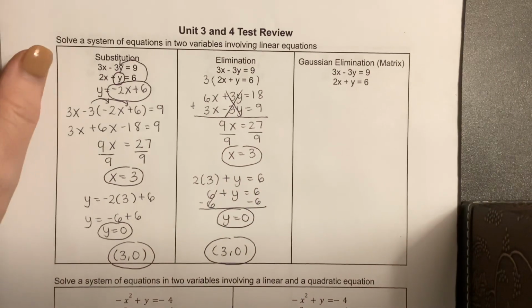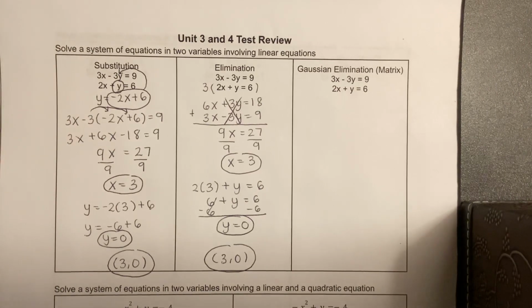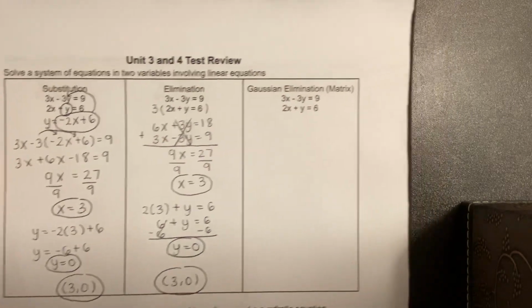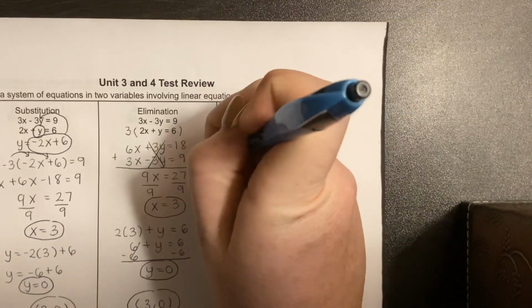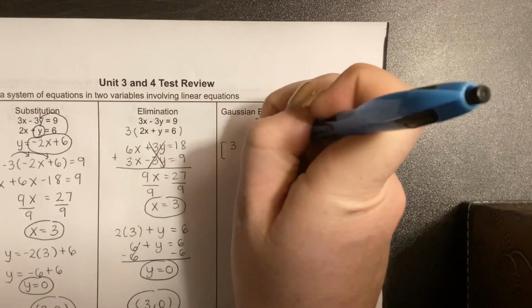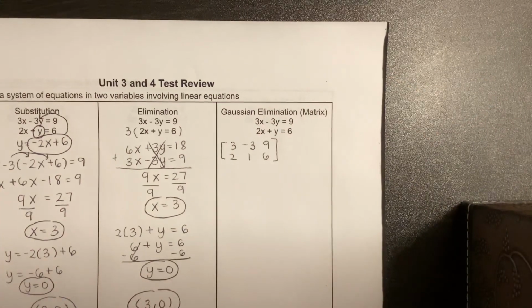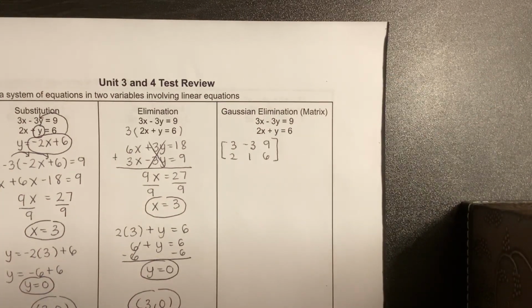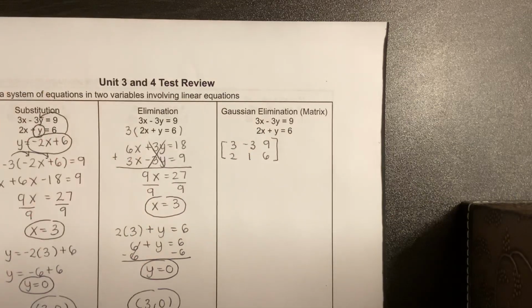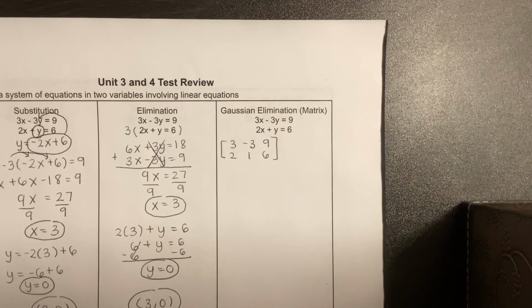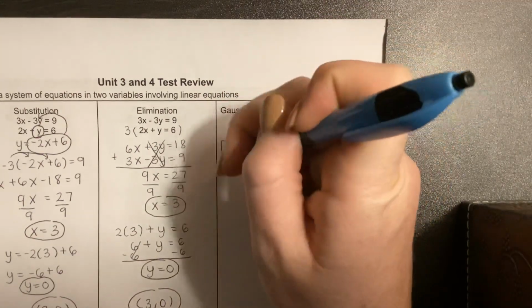All right, last one is Gaussian elimination. Remember, to do Gaussian elimination, the first thing that you need to do is write it out as a matrix. So if we were going to write this out as a matrix, we would write 3, negative 3, 9, 2, 1, 6. You can draw that dashed or solid line that separates right here for equals, or you can leave it out. I like to leave it out when I'm solving just because then I don't confuse myself thinking it's a 1 or something like that. So remember here, ultimately your goal is to cancel out any of these 4 numbers.